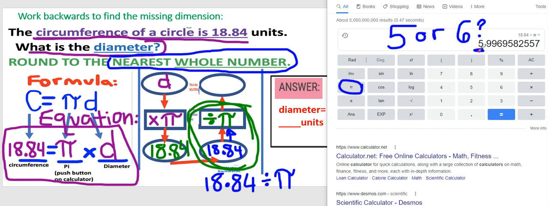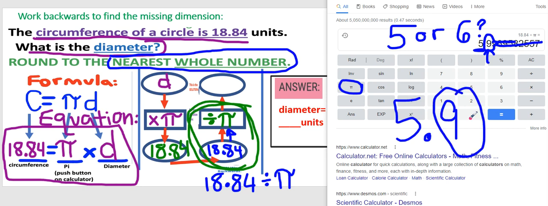My number is going to be 5 or 6, so I'm going to look at the next digit, which is a 9. I don't care about the rest of the numbers here. I'm going to write it over here so you can see it very big: 5.9. I'm going to look at this digit and ask, is it 5 or more? Yes. So we up the score and we change it to 6. So my answer is going to be 6. The diameter is 6 units.